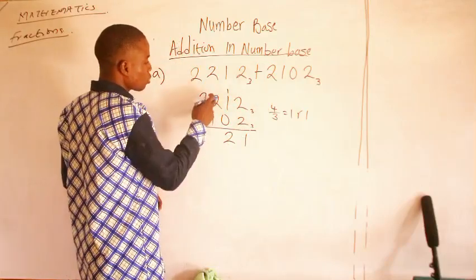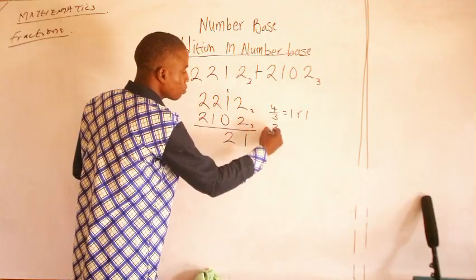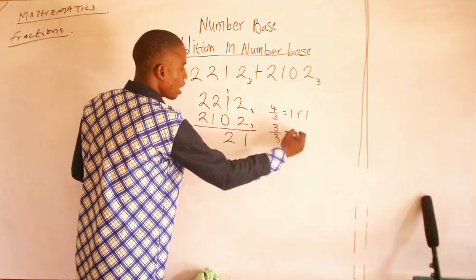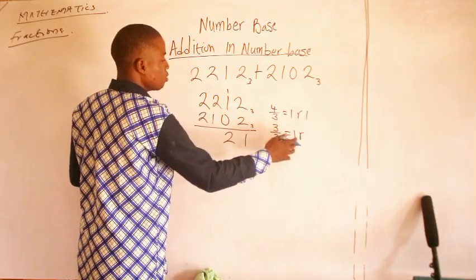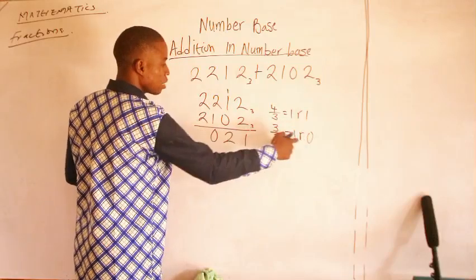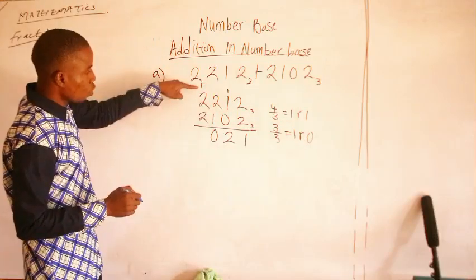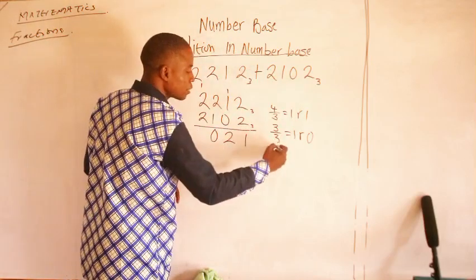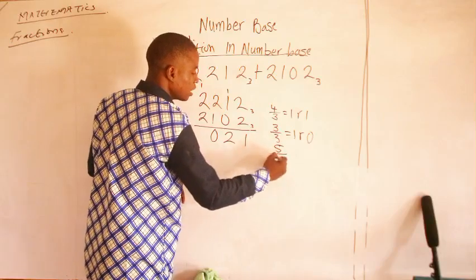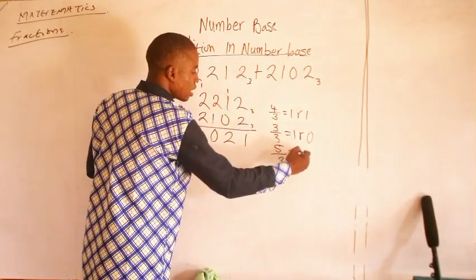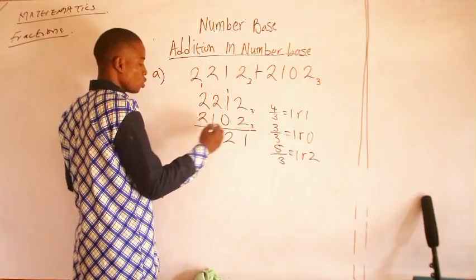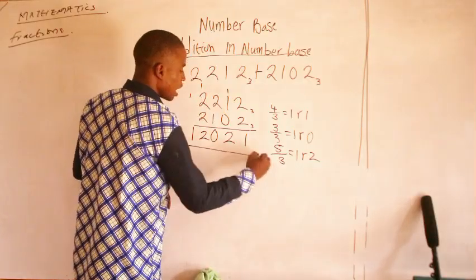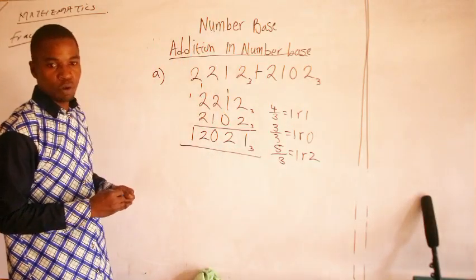Now, this one plus this is 3. Divided by 3, because it's up to the base. Now, it will be 1 remainder 0. You write 0 here. The 1, put it here. Now, look at this one: 1 plus 2 is 3, plus this 2 is 5, which is above the base. Now, you need to divide 5 by 3. That is 1 remainder 2. Now, you write the 2 and you put the 1 here. That's the answer. Let us look at another one.